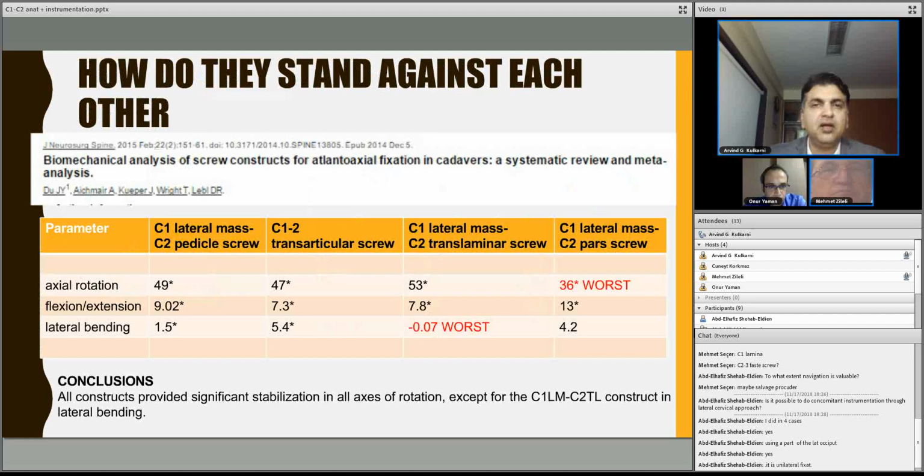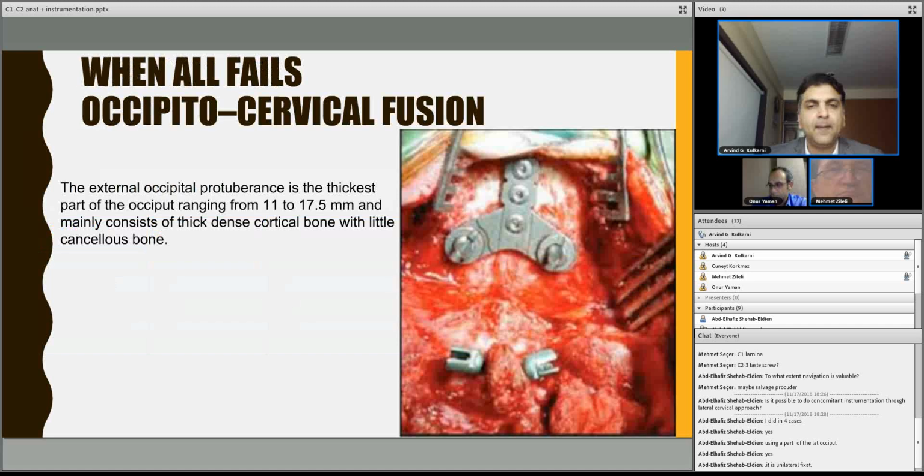In terms of strength, if you see here, C1 lateral mass C2 pedicle screw gets a plus in axial rotation, flexion extension as well as in lateral bending. Same with C1 C2 trans-articular screw. But as I said, the laminar screw is not as strong, but it is better than a C1 lateral mass and a par screw. So the best technique is C1 lateral mass and C2 pedicle screw, followed by C1 C2 trans-articular screw, followed by everything fails. The bailout is going to the Himalayas, that is to the occiput.